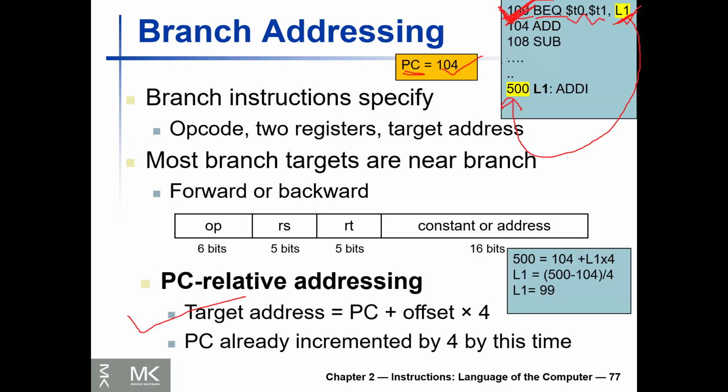Now we want to calculate the offset value for this L1. What is the formula? Target address means 500, so I write 500 equals PC. What is the PC holding? 104, so I wrote 104, plus offset L1 times 4. First I perform the subtraction: 500 minus 104, divided by 4. So I am getting L1. Clear now?